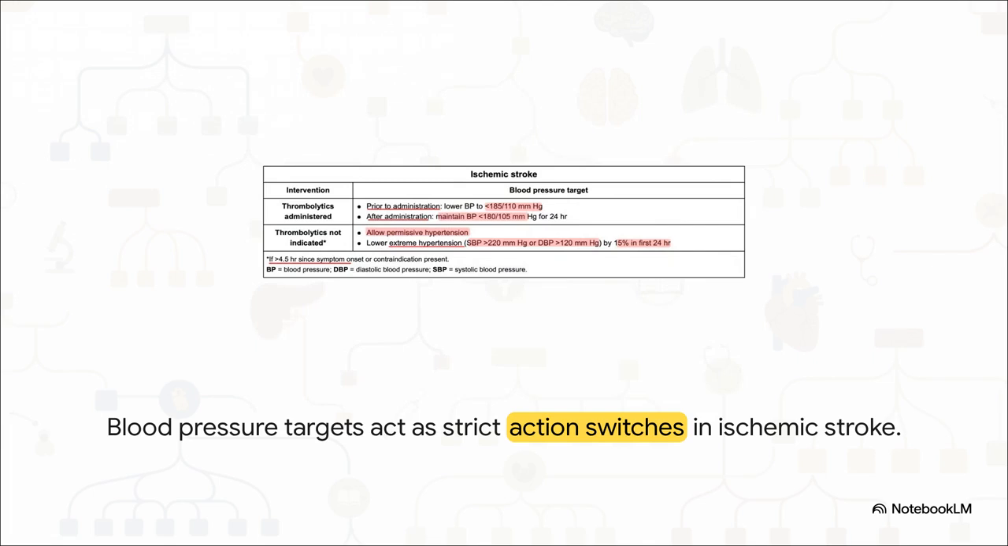In ischemic stroke, blood pressure thresholds act as permissive or prohibitive action switches. If you're planning to give thrombolytics, your strict threshold is 185/110.